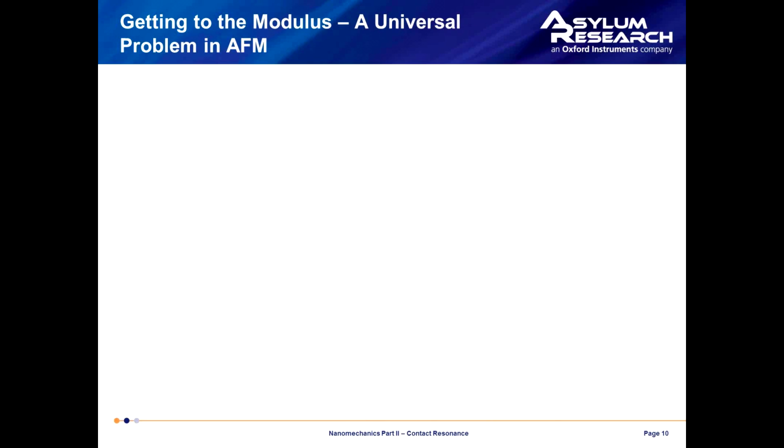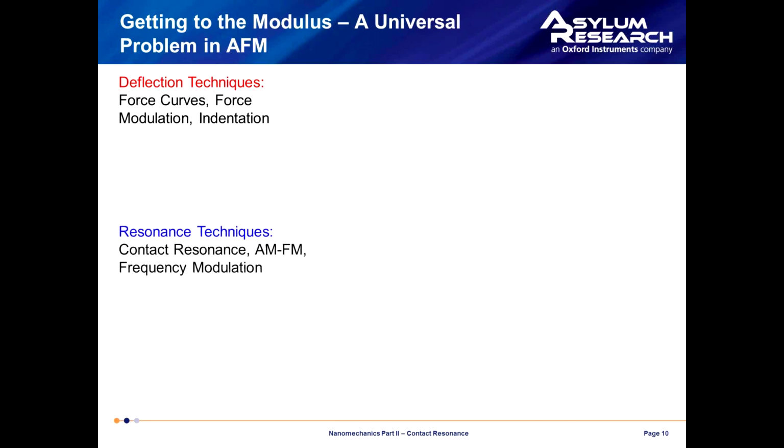There's some very common things. I'm going to take the techniques on the previous page and break them up into a couple general categories. The first is what I'm calling deflection techniques, and that's where we measure the bending of the cantilever to get things like DC deflection, amplitudes, and so on. So techniques that use that are force curves, force modulation, indentation. You can also look at what I'll call resonant techniques, and that's things like contact resonance, AM/FM, and frequency modulation.